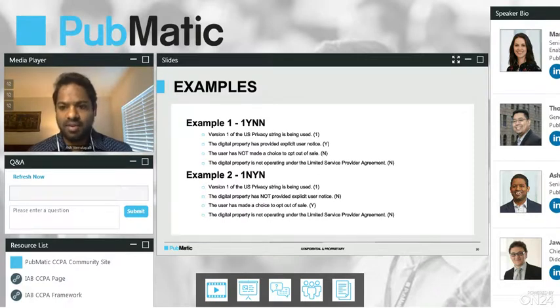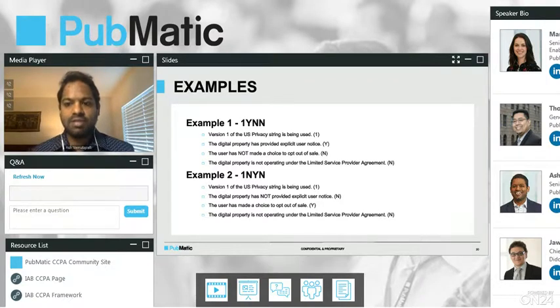This is how I'm going to interpret. Yes, the publisher has given explicit notice. The user did not opt out of sale, meaning he's fine with targeted advertising. Third, the publisher is not part of LSPA. I'll process that information and take relevant action within the SSP environment. The DSP would do the same thing. Now I'll move on to example two.